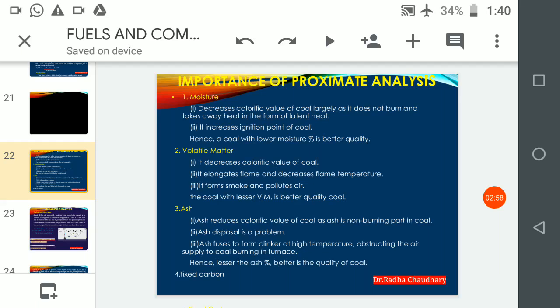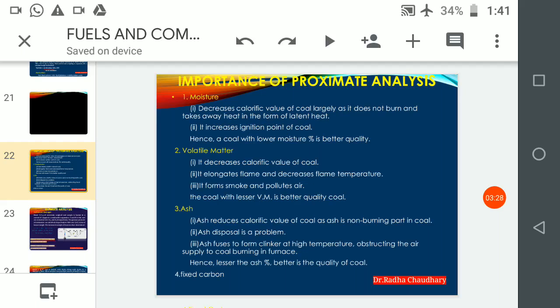The volatile matter present in coal may be combustible gases or non-combustible gases. Combustible gases are like hydrogen, methane, carbon monoxide and other hydrocarbons. Non-combustible gases are nitrogen and carbon dioxide. Presence of these gases is undesirable as they don't add to heat value but increase the volume of the furnace required. Then the importance of ash content.